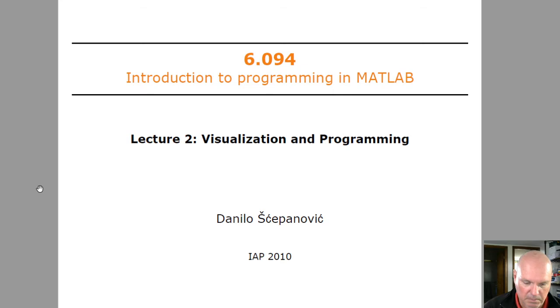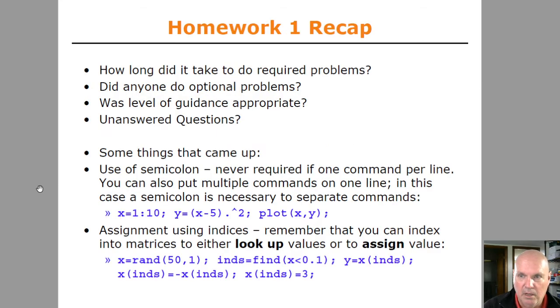So maybe a couple things from last lecture. We talked about using the semicolon to suppress the output from a line. Of course, if you've only got one statement on a line and want to see that output, you can leave the semicolon off. Again, it just affects the display. It doesn't affect the assignment. The assignment always takes place.